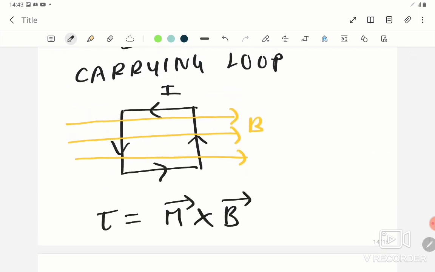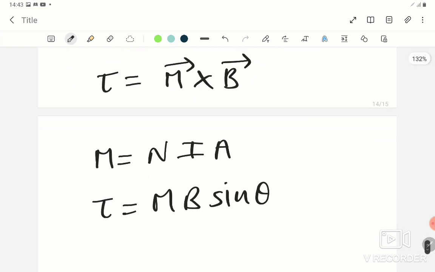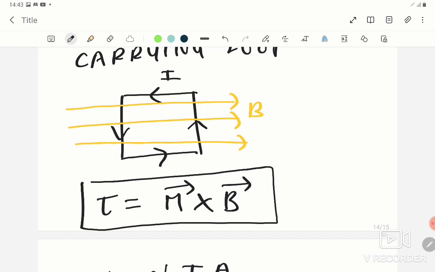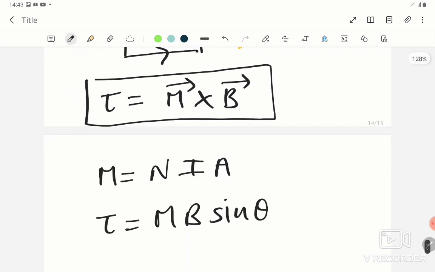Now guys, to find the direction of area vector, you need to curl your right hand fingers in the direction of current and your right hand thumb will give you the direction of the area vector. So guys, here you just have to understand that whenever there is an angle between the area vector and magnetic field B, there will be a torque acting on this loop and this torque will be equal to M cross B, or it can also be written as MB sin theta.